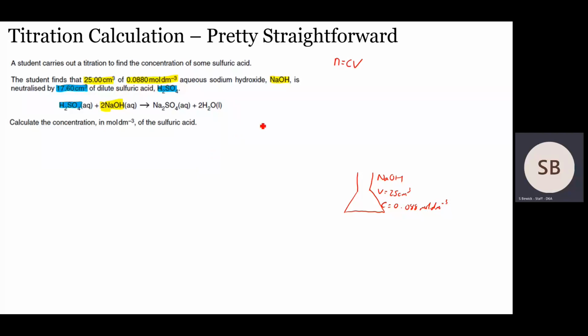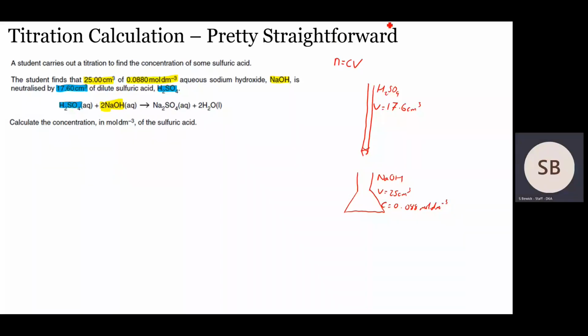And then it's neutralized by this amount of sulfuric acid. As soon as you get a weird value like that, the easiest way of measuring that, or most accurate way of measuring that, is going to be in a burette. So that's going to be your sulfuric acid. And we know the volume of that is 17.6 centimeters cubed. Now, in my little diagram, which is just to help me, I don't care about the units, don't really care about significant figures. I'm just going to write down the values there to work out what I'm going to calculate.